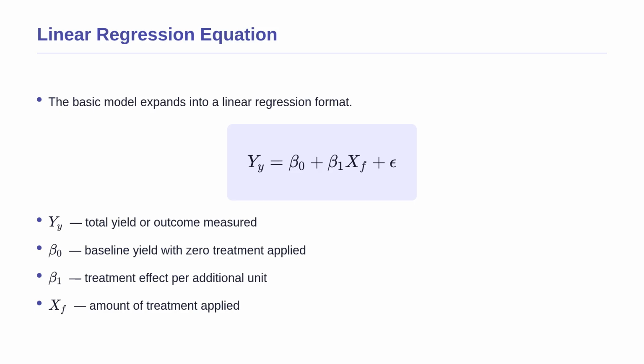The symbol beta 0 represents the baseline yield, meaning what the outcome would be if absolutely zero treatment was applied. The symbol beta 1 represents the treatment effect, specifically the increase in the outcome for every single additional unit of x sub f. As x sub f increases, y sub y will increase at a rate determined by beta 1, while epsilon still accounts for uncontrollable random factors.